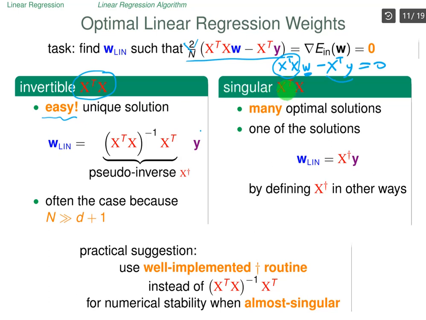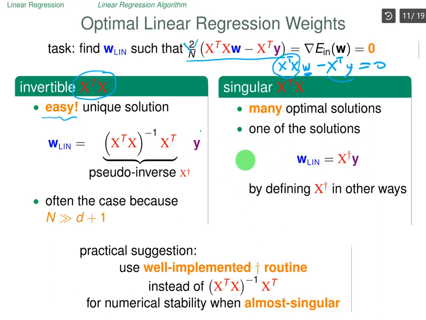Second, if our matrix X transpose X is not invertible, or singular, we will end up with many optimal solutions. One of the solutions will be, let's say, W lean equals X dagger Y, where X dagger represents the pseudo-inverse of the following entire matrix. There are many ways we can define X dagger to obtain one possible solution. So here we don't have a unique solution, but multiple optimal solutions.